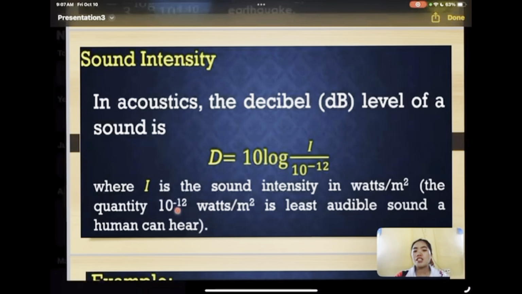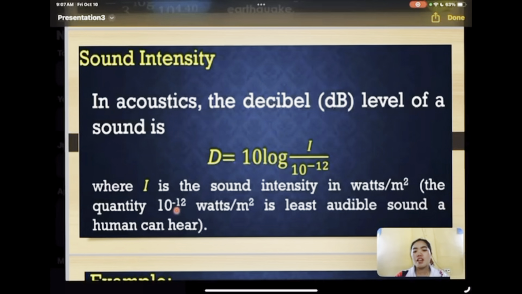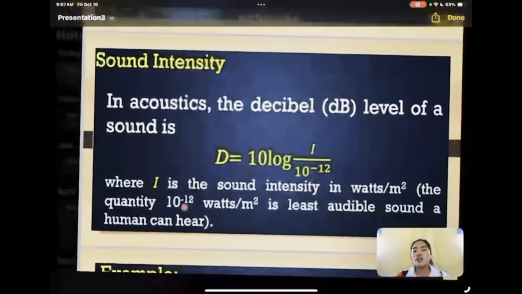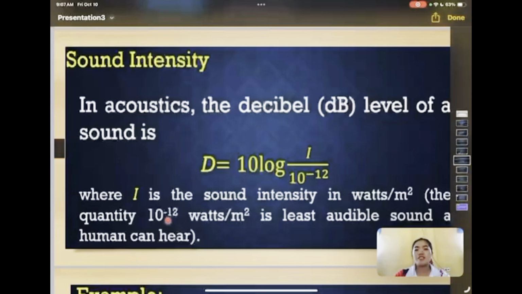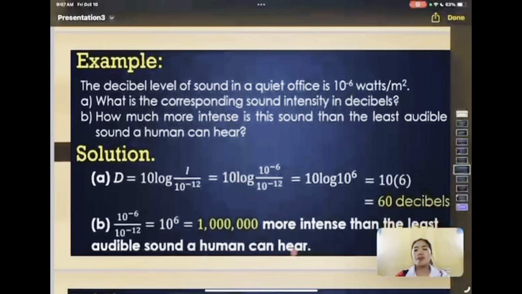The quantity 10 raised to the power of negative 12 watts per square meter is the least audible sound a human can hear. Now, let's have an example.